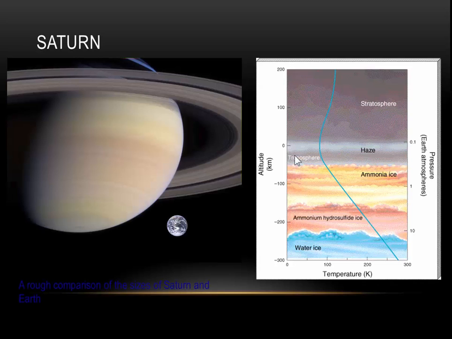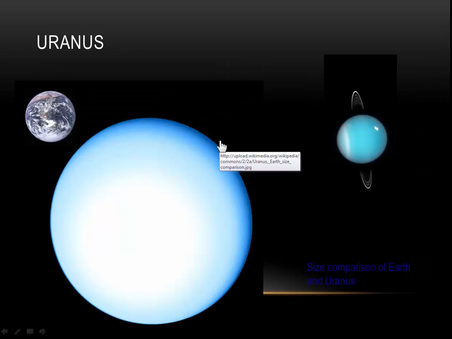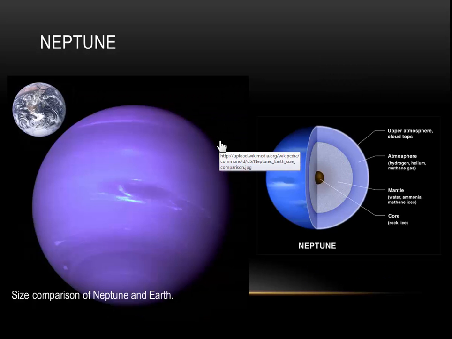Saturn also is a giant gas planet, famous for its rings, which are a layer of broken rocks which are in orbit around the planet. Uranus also is a gaseous planet, and the same for Neptune. Notice that the atmosphere is mostly hydrogen, helium, some methane as well, but notice the abundance of hydrogen and helium in their atmospheres and not in ours.